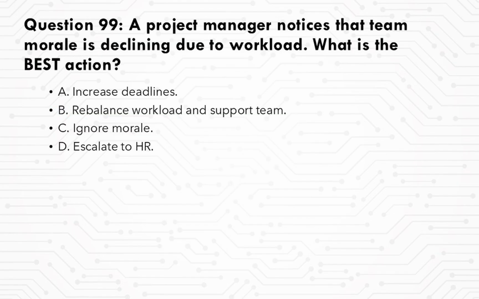Question 99. A project manager notices that team morale is declining due to workload. What is the best action? A. Increase deadlines. B. Rebalance workload and support team. C. Ignore morale. D. Escalate to HR. Answer: B. Address workload to maintain productivity and morale.